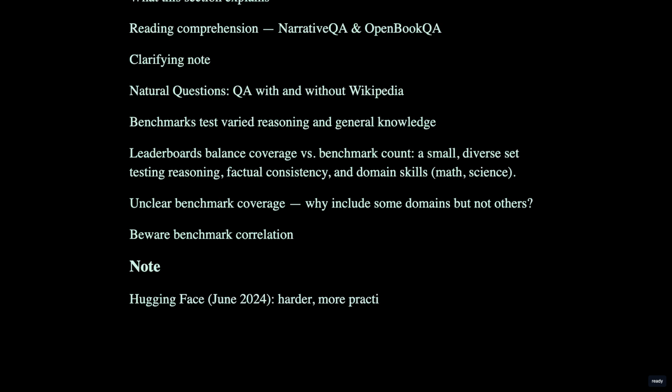Many popular leaderboards are becoming saturated, so Hugging Face revamped theirs in June 2024 with a tougher, more practically focused suite. They replaced benchmarks like GSM8K with MATH Lvl 5, the hardest math questions, and upgraded MMLU to MMLU-Pro, then added several other challenging datasets to better separate top models.